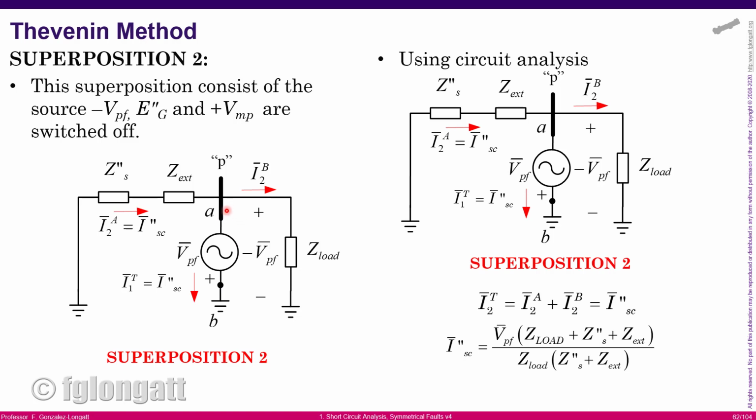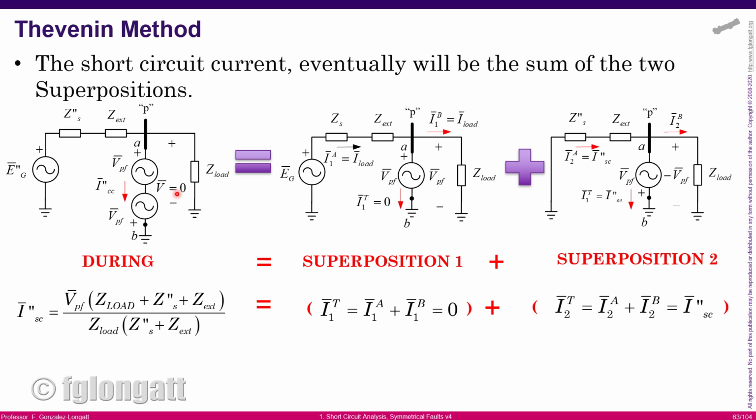What I'm trying to say is the impedance between A and B is the load impedance in parallel with this series branch on the right hand side. What is the consequence? Well, the consequence is extremely simple. The consequence is that using superposition, we obtain the full demonstration of the Thevenin method. The Thevenin method says that the short circuit current will be Thevenin voltage divided by the Thevenin impedance.